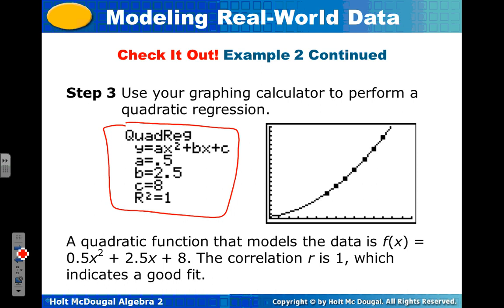For this quadratic regression, because the differences were perfect, that means that A is 0.5, B is 2.5, C is 8. And notice that it says R squared, the correlation, is exactly 1. That means all of these points fit on the line. That's why the points here are filled in. The line's rolling right through them.